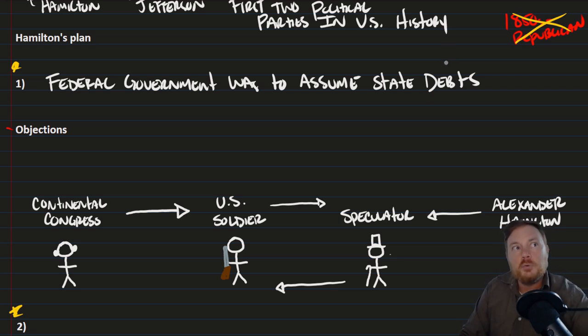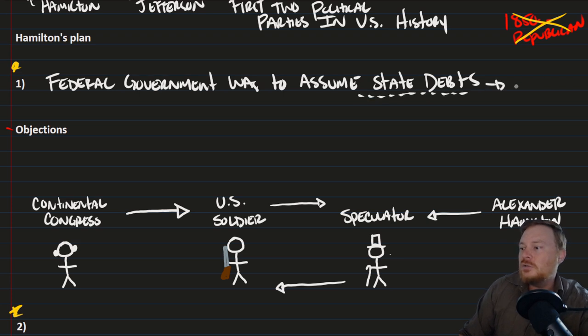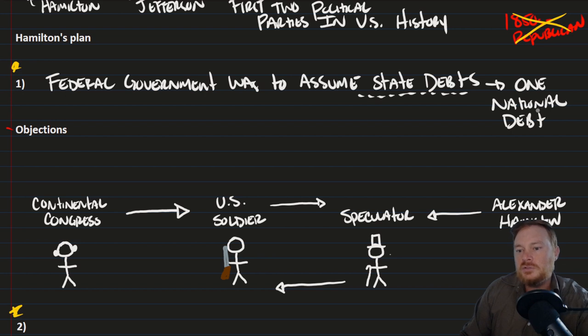Just like there were 14 governments, one national and 13 states, there were also 14 debts. Each state had their own debt. What Hamilton wanted to do was combine all the state debts together into one national debt to make it easier to manage, right? Instead of a scattered and spread out financial system, just make one national debt and then pay it back.